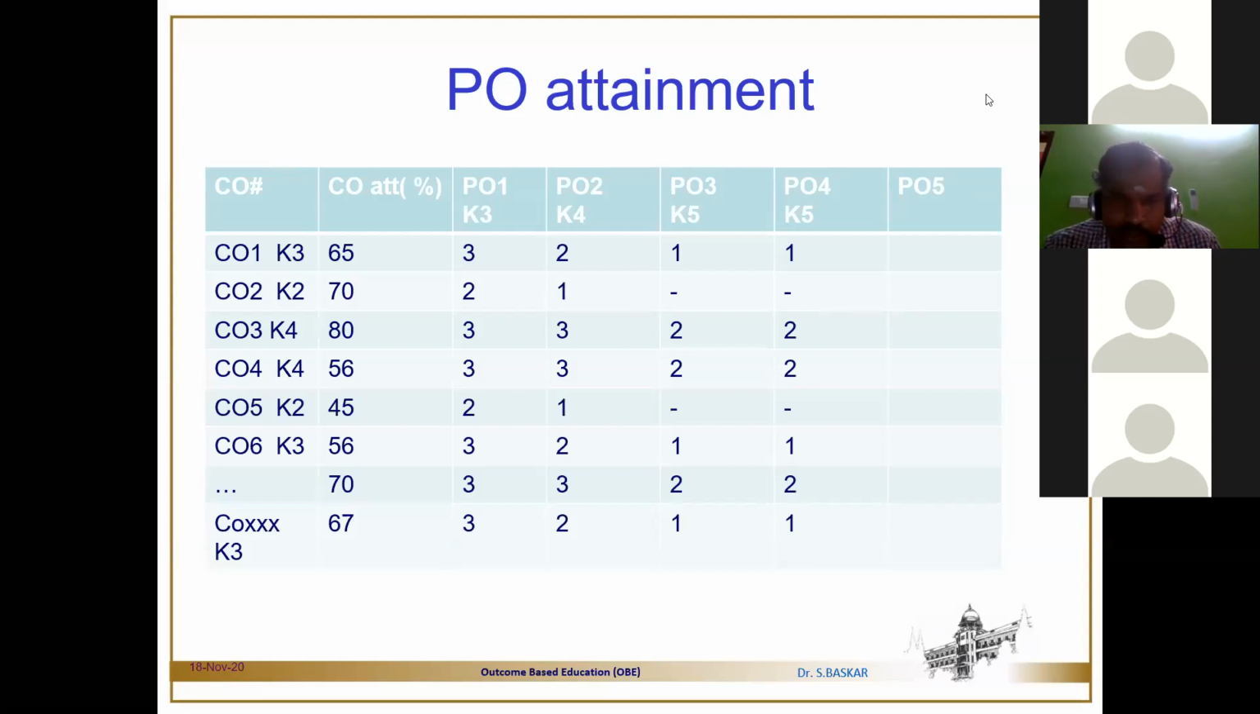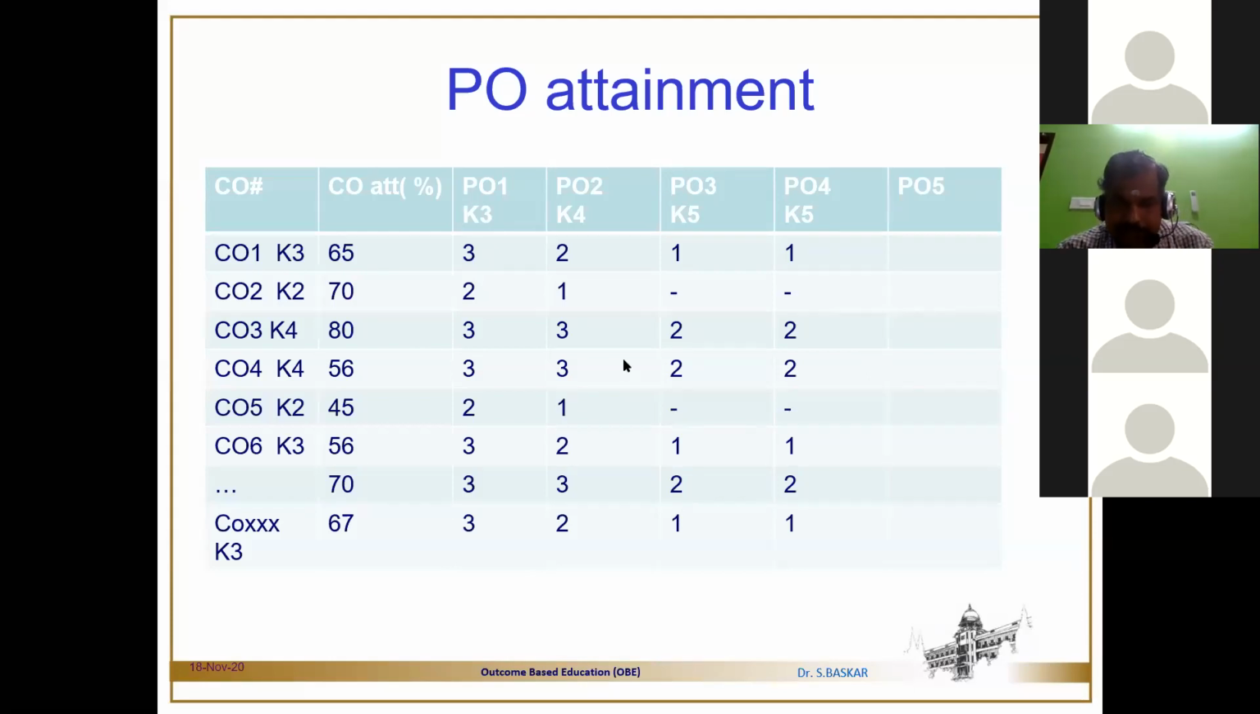Okay. I think the mapping is very simple. I think most of you are able to understand this mapping. Now let us do how to calculate PO attainment. PO attainment is a very simple weighted average. If CO is K1 level, then automatically for PO1 we will be putting 1. For others it will be dash. Okay. Therefore, maybe I can say it like that.